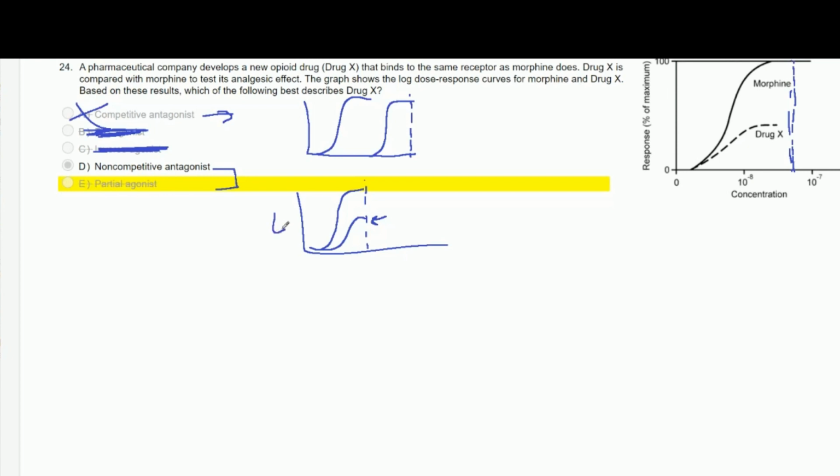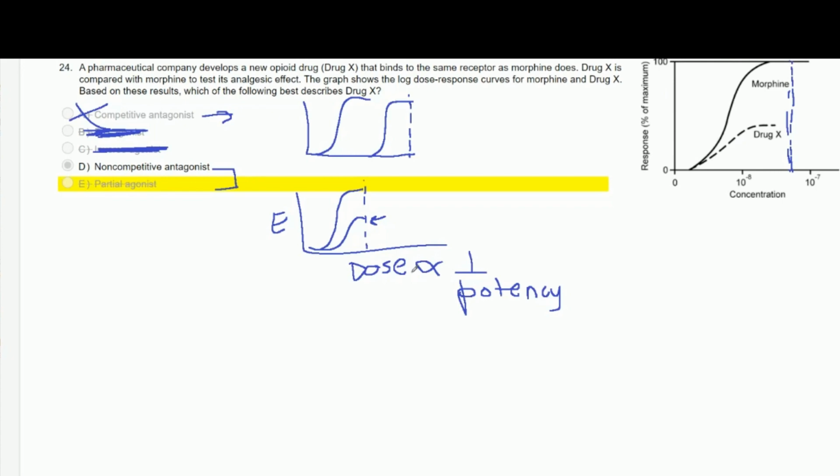The y-axis right here is dealing with efficacy, and the x-axis is the dose. This is important because dose is inversely proportional to potency. All that means is when one is high, the other one is low. So if you have a higher dose, then it's a lower potency drug. Or if it's a low dose, it's a higher potency drug.